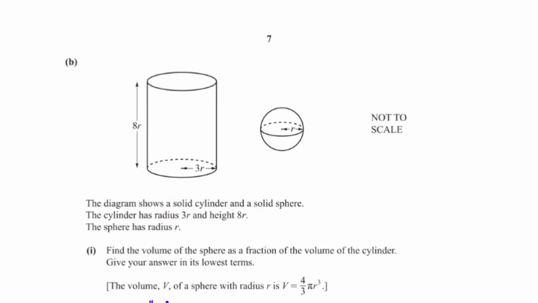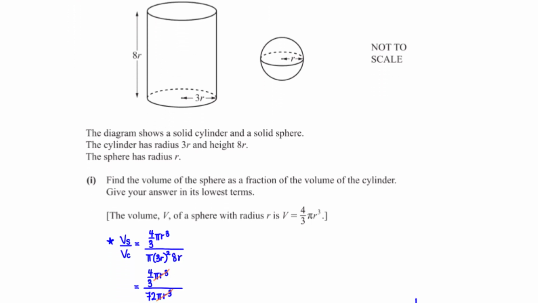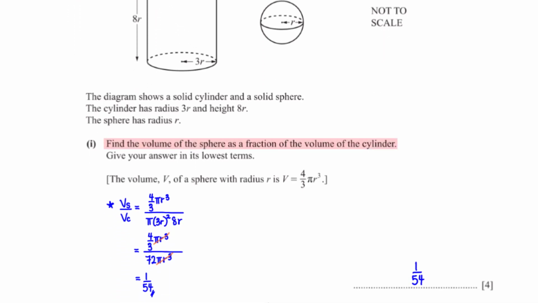The diagram shows a solid cylinder and a solid sphere. The cylinder has radius 3r and height 8r. The sphere has radius r. Find the volume of the sphere as a fraction of the volume of the cylinder. Give your answer in its lowest terms. In other words, we are to find the volume of the sphere divided by the volume of the cylinder.